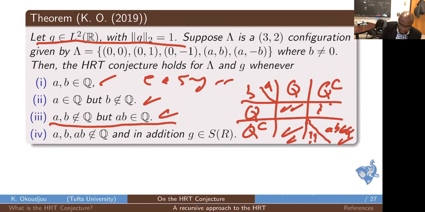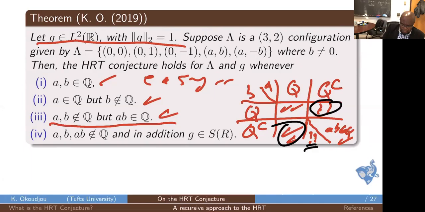So it's a little bit surprising. I think this case should be settled. I have not been able to do it, but I believe it's probably just a matter of technicality because it's almost somehow symmetric to the other case over here. But this case right here is a lot more difficult. And that's the one that I think is probably the most difficult to settle in order to arrive at this result for this specific family of symmetric 3-2 configuration.